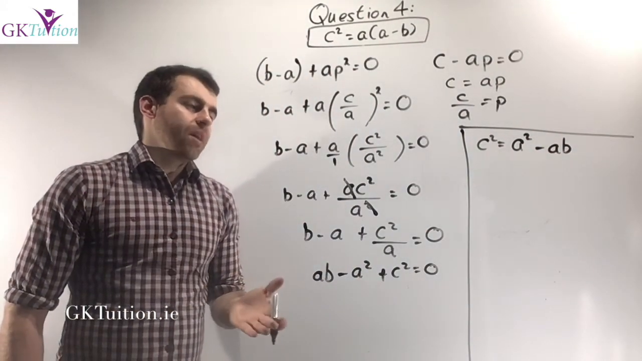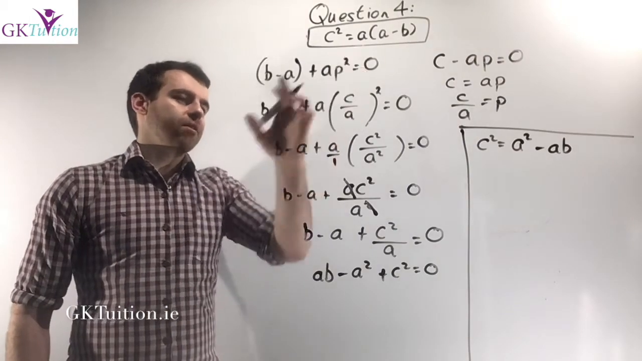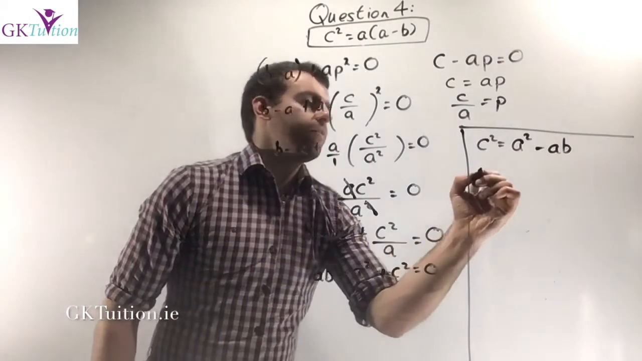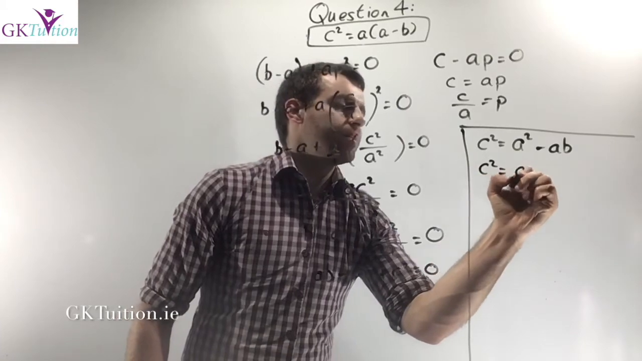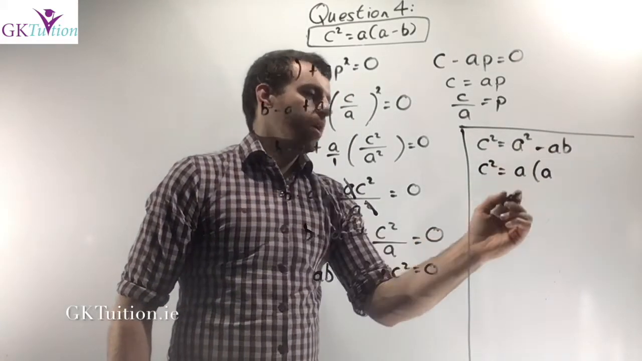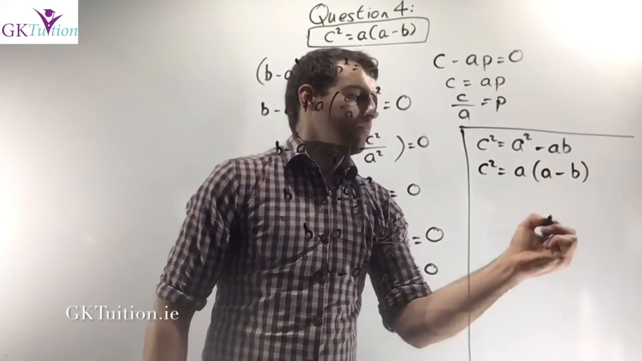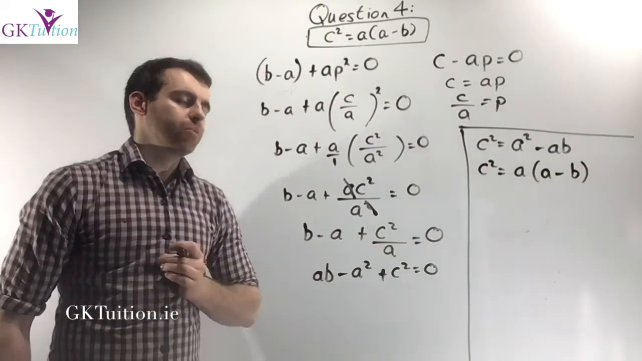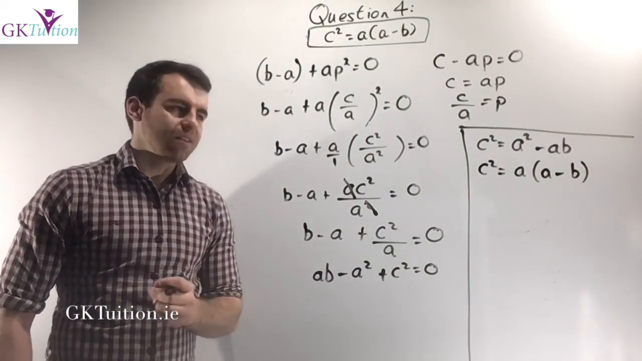And now I'm almost at my answer. I simply need to factorize out my A. If I factorize out A on the right hand side, A into A squared goes A times, A into minus AB goes minus B times. And I'm left with what I was asked to prove, that C squared is equal to A times A minus B.